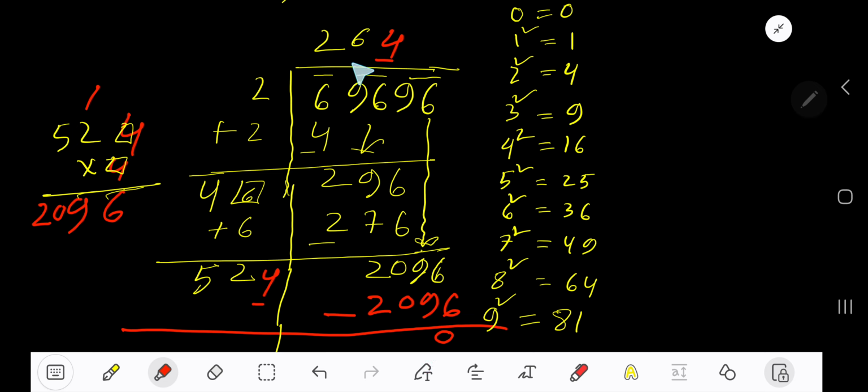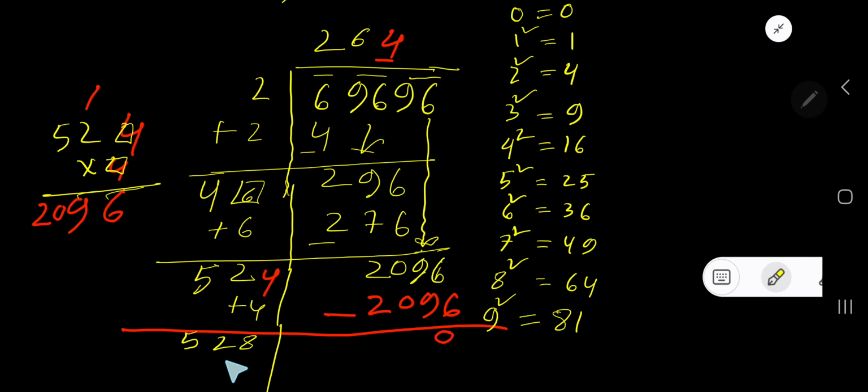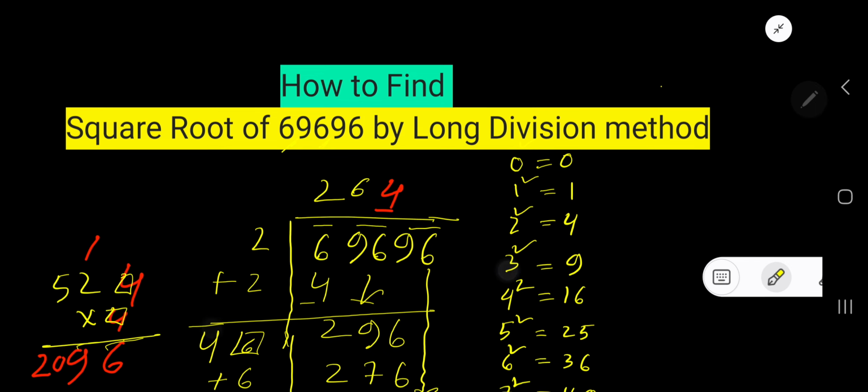So our answer is 264. Since we have placed the digit 4, the same digit you need to write under this divisor and add. 4 plus 4 is 8, then 2, 5. The double of 264 is 528. So our answer 264 is correct.